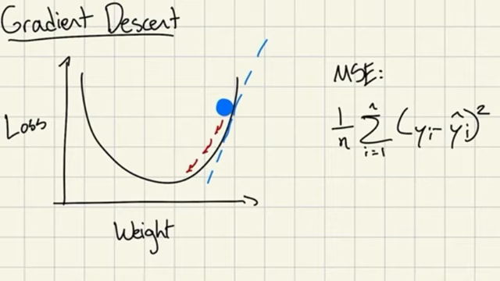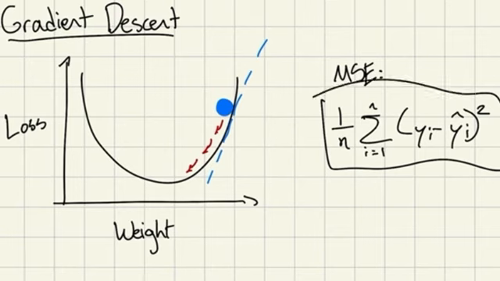The formula for this is as follows right here, where n is the number of data points, y_i is the actual value for the ith data point, and then ŷ_i is the predicted value for the ith data point.